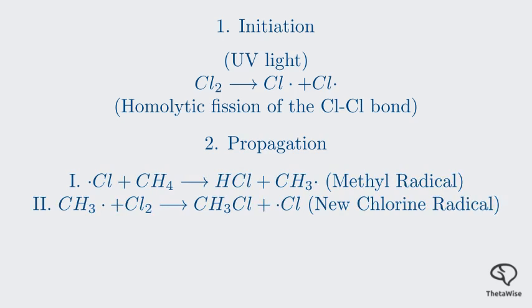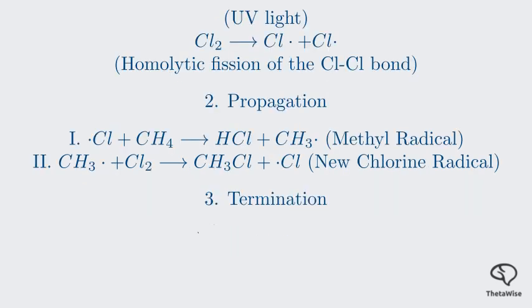Finally, the termination stage. In this stage, two radicals find each other and combine to form a stable molecule, ending the chain reaction. There are three possible termination steps. First, two chlorine radicals can react to form a chlorine molecule. Second, a methyl radical and a chlorine radical can combine to form chloromethane.